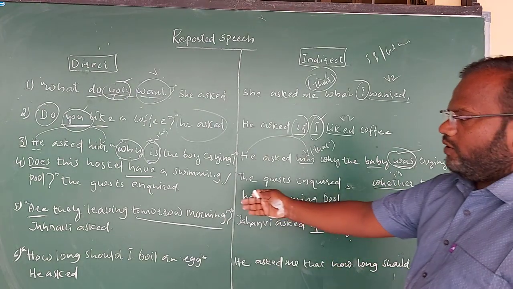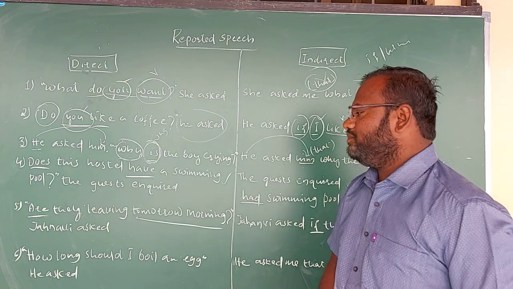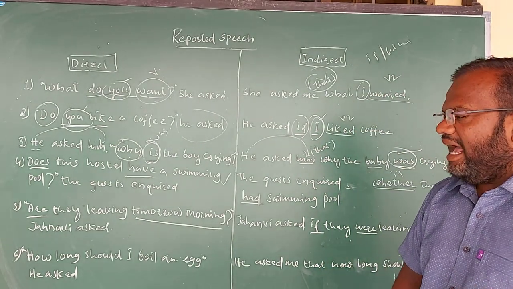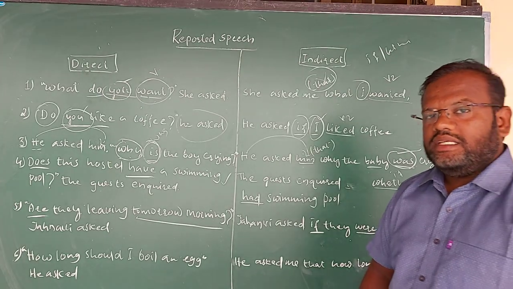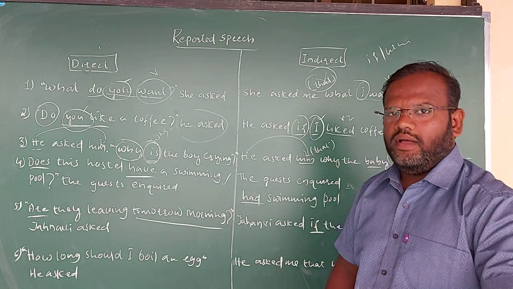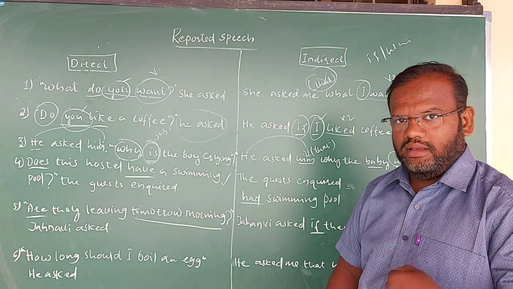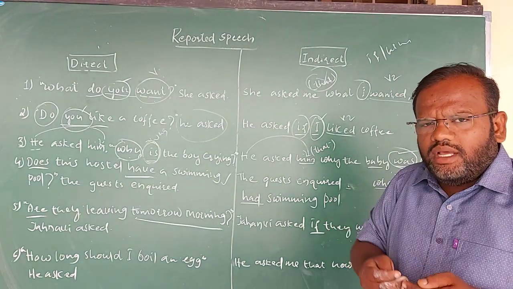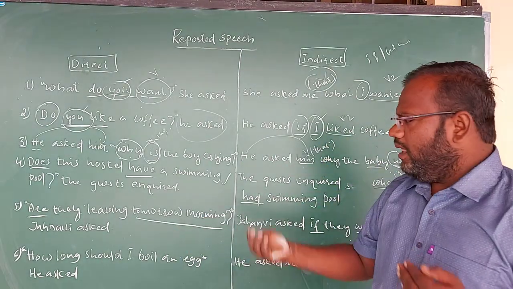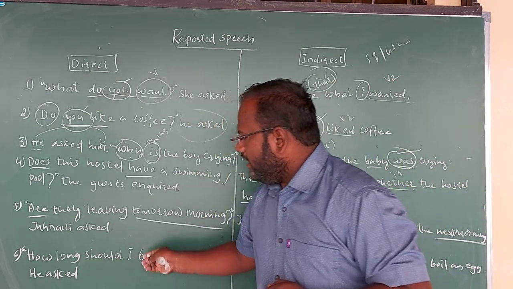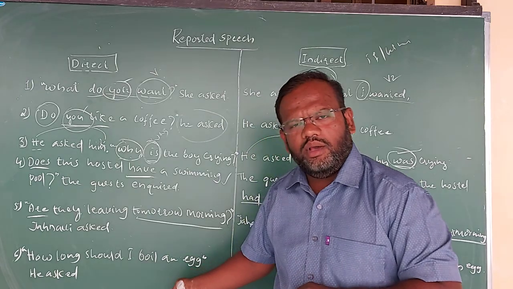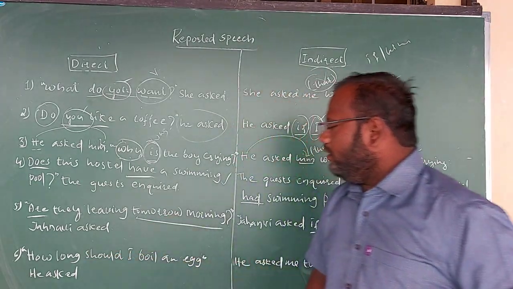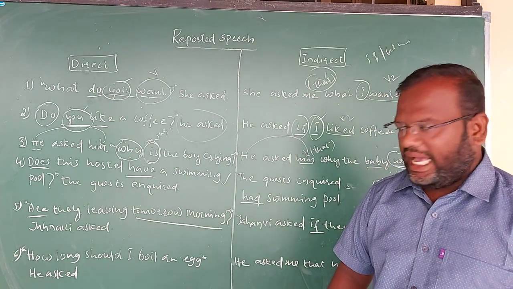Okay. So let's focus on example number 6. "How long should I boil an egg?" he asked. So it means he is asking about himself, maybe asking somebody else about himself. So the first person and third person will remain the same, a single person only. "How long should I boil an egg?"